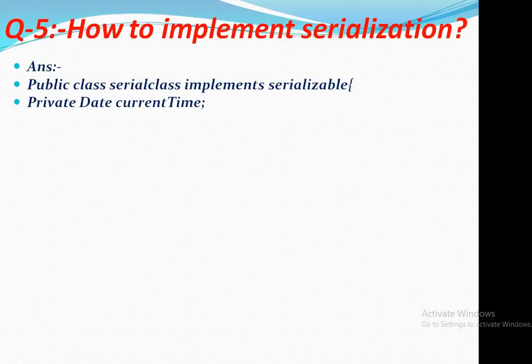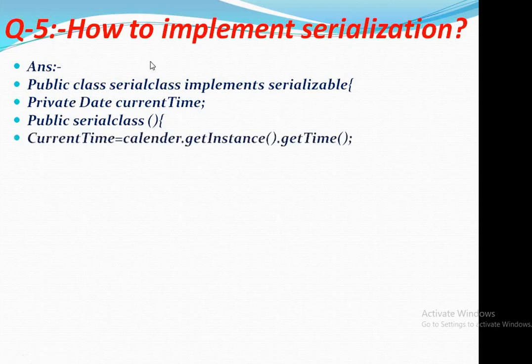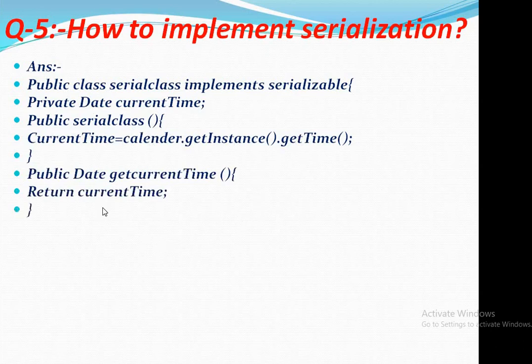Another question is, how to implement serialization? Here is a demo. First we need to implement our class with the Serializable interface. So public class SerialClass implements Serializable, and there is a field for the current time, set using the calculated get time, and a public getCurrentTime method that returns the current time. So these are the demo methods.